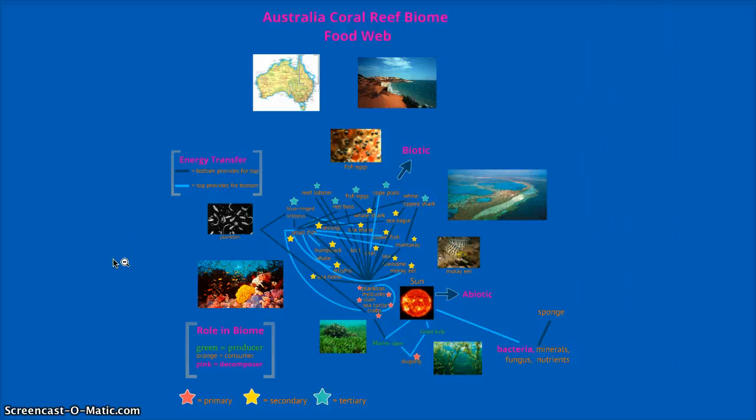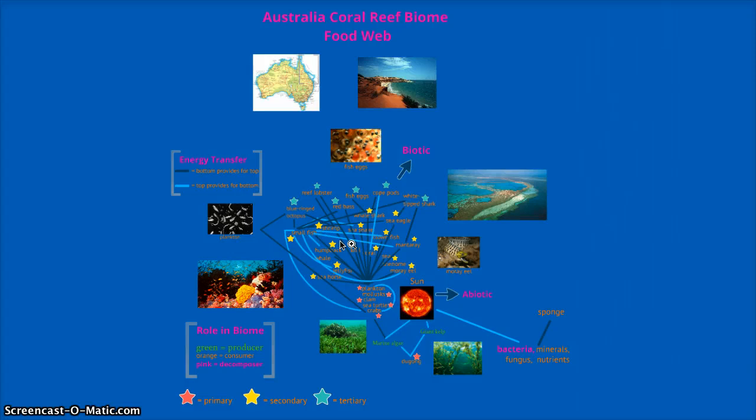The way we displayed the roles that the organisms play in the biome is by using color code. So when you see a green organism, it means it's a producer. Orange is consumer and pink is decomposer. And as you can see, the majority are consumers, and those fall into three different categories: primary, which is represented by a red star; secondary, a yellow star; and tertiary, a blue star. And the majority are secondary consumers.